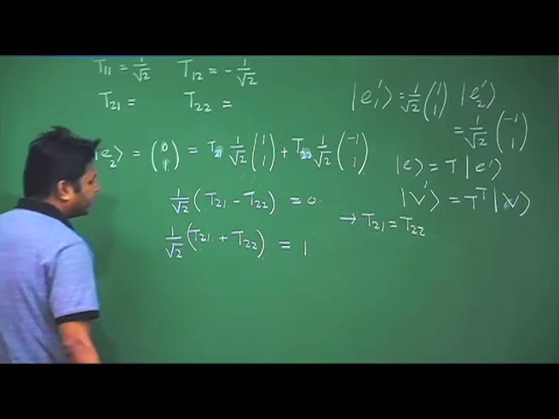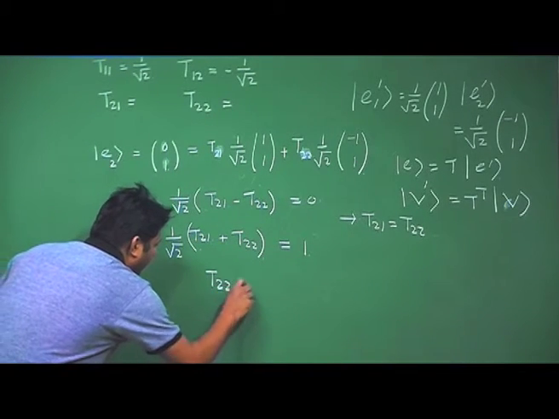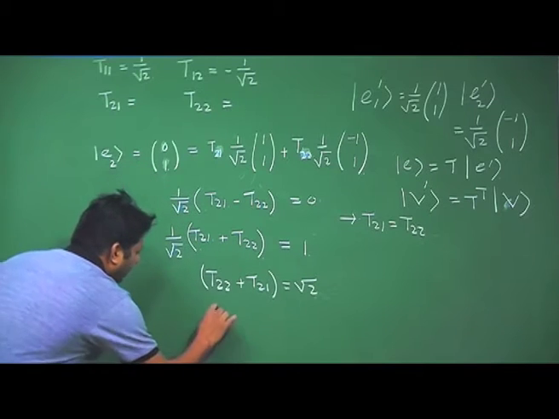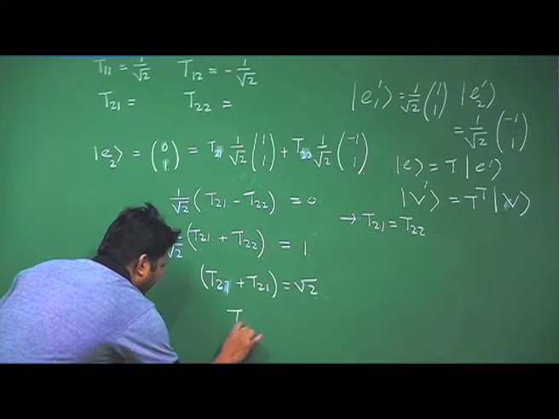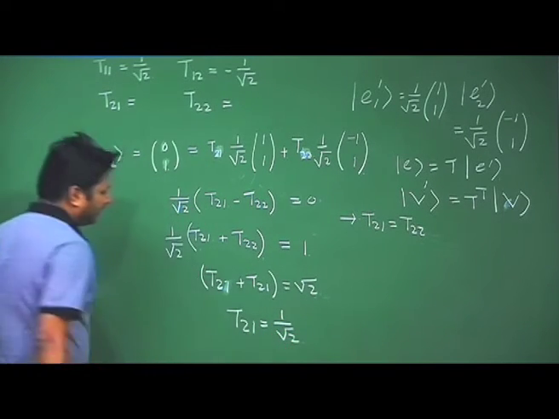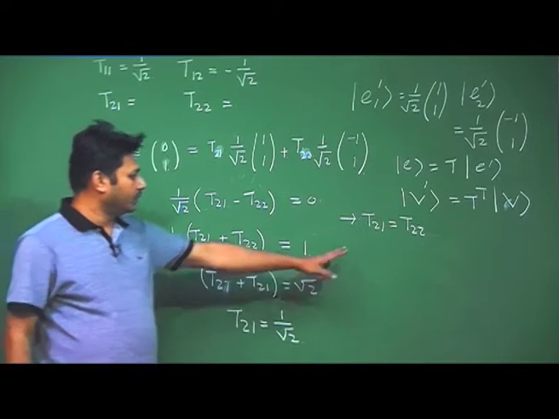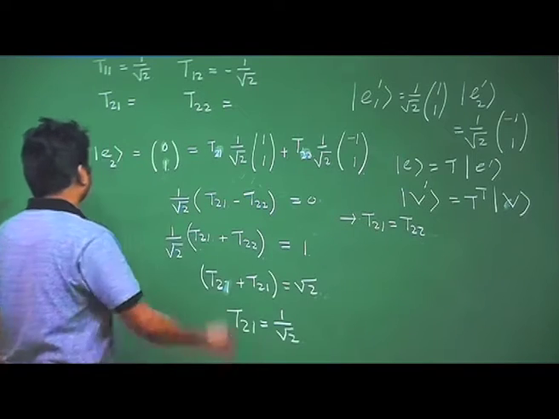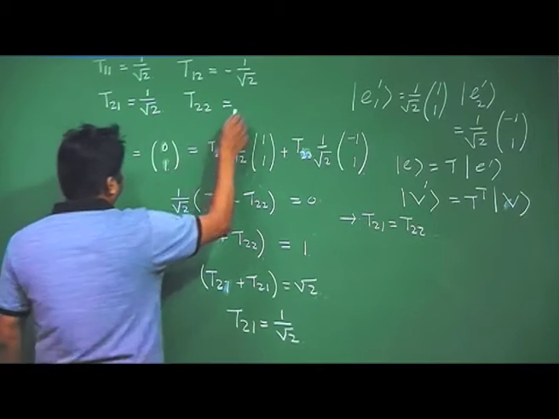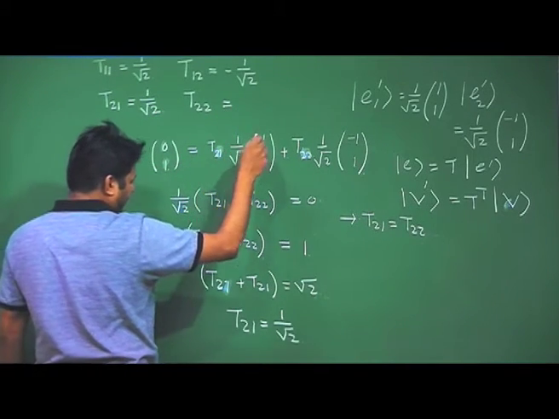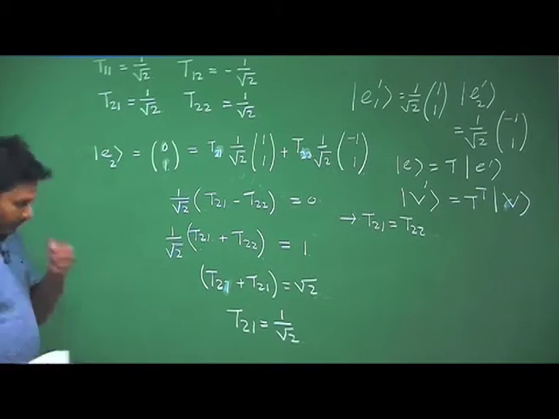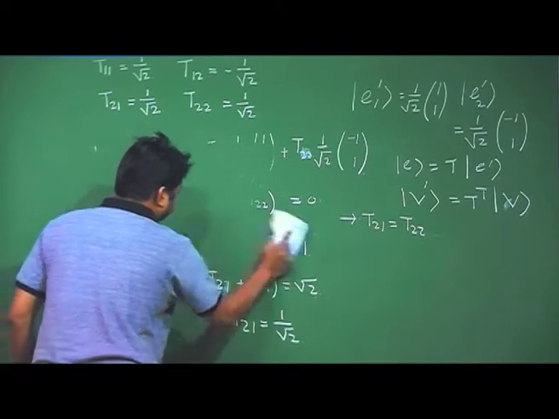T22 and T21 are the same, so I can write T21 plus T21, or sorry, it will be T21. So T21 is 1 by root over 2. If my T21 is 1 by root 2, T22 is also 1 by root 2. So another two values I will get, which is 1 by root 2 and 1 by root 2. So all the 4 components of T I figured out.